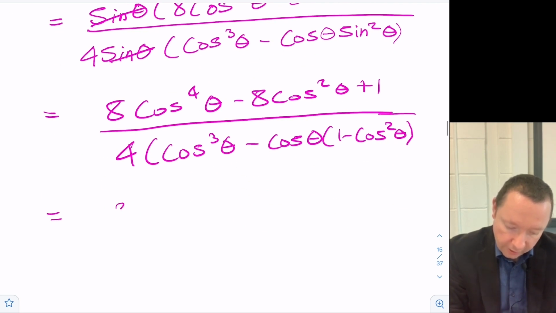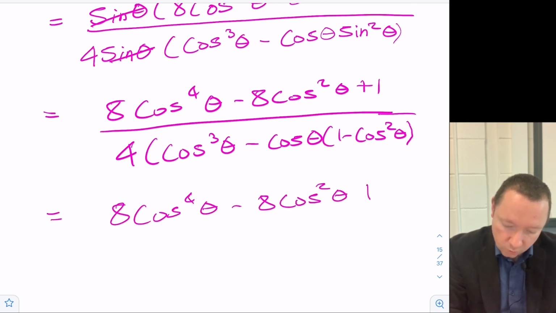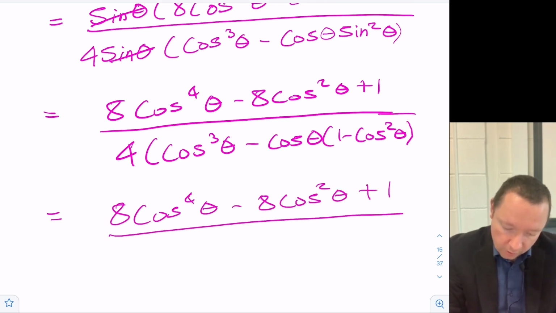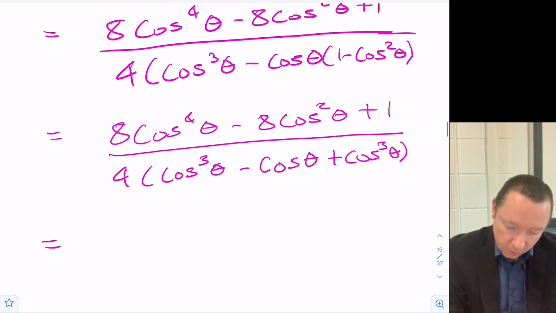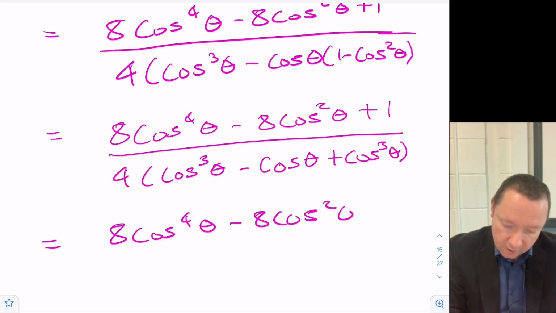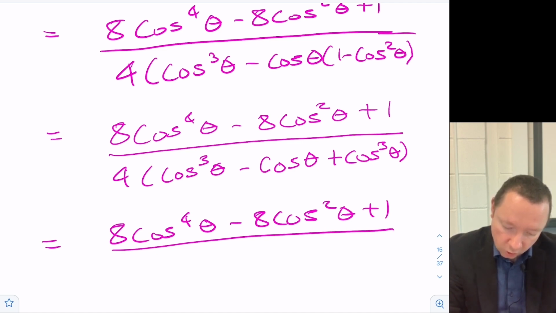And that equals 8 cos 4 theta minus 8 cos squared theta plus 1 over 4 cos cubed theta minus cos theta plus cos cubed theta. That equals 8 cos to the power of 4 theta minus 8 cos squared theta plus 1 over 8 cos cubed theta minus 4 cos theta.